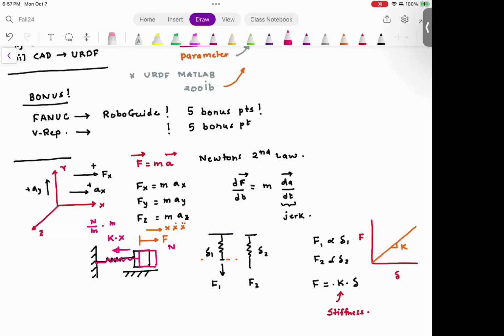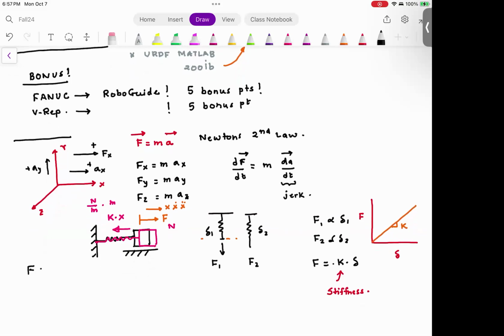On the other hand, the spring is pulling the mass back. So the force that is given by the spring, k times x, is in the opposite direction of the positive x-axis. Everyone understood this? So now I want to apply Newton's law.